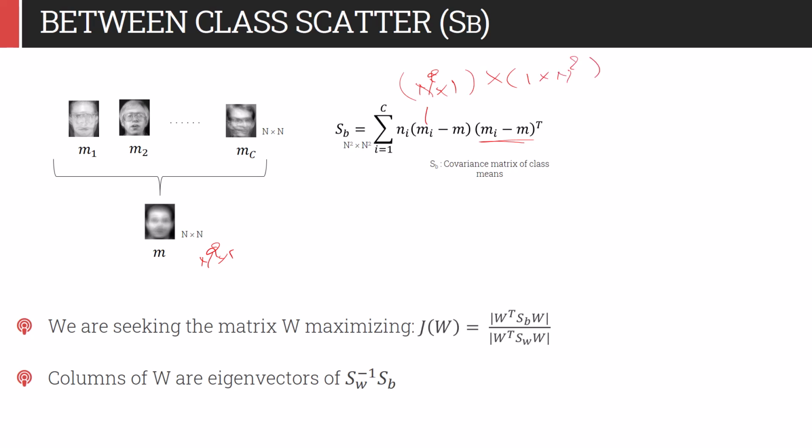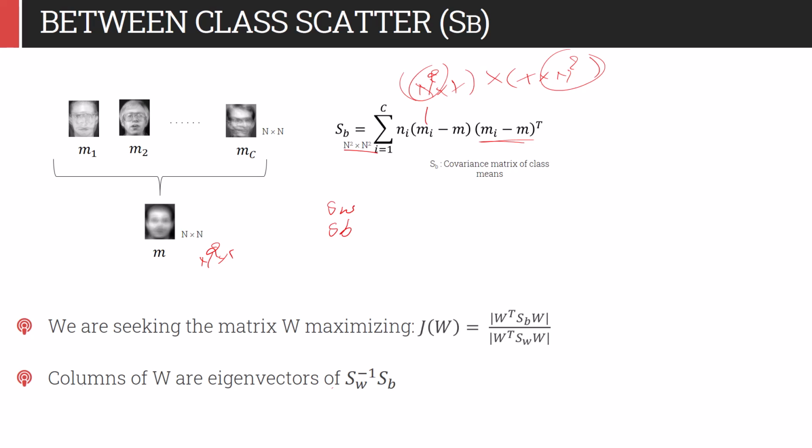When you multiply these two terms, the 1 will cancel out. The dimension of the final matrix would be n square by n square. So SW is also of that same size, and SB is also of the same size, n square by n square. And we are seeking the matrix W which maximizes J of W, our cost function, or the projection axis, that would be W transpose SB W upon W transpose SW W. Columns of W are eigenvectors.